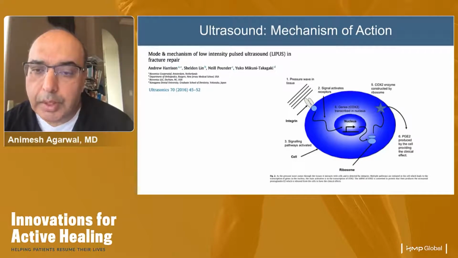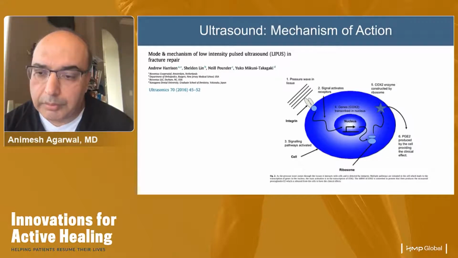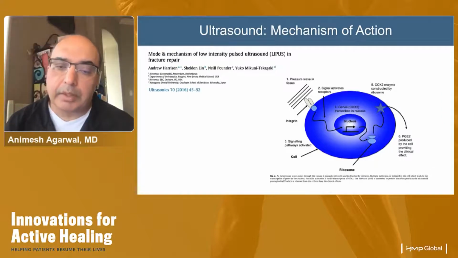COX-2 from the nucleus. That helps create more COX-2 enzymes, which are constructed by the ribosome at the cellular level. And then prostaglandins are then produced, giving you that clinical effect.